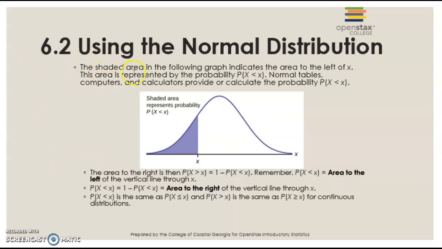All right. Using the normal distribution, the shaded area in the following graph indicates the area to the left. It is represented by this probability where x is less than the data value. Normal tables, computers, and calculators calculate the probability of this. Okay, if you want this, you would have 1 minus this, just like we did at the beginning.